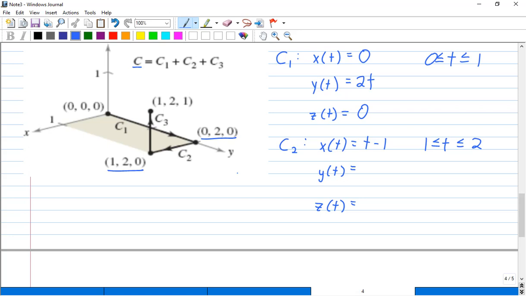I want to go from 2 to 2, so I don't want to change. So when I plug in a 1, if there is something to plug in a 1 for, I want to get out 2. When I plug in a 2, I want to get out 2. So it would just be 2, right? If I find y of 1 here, it's equal to 2. If I find y of 2 here, it's equal to 2. There's nothing to plug in for.